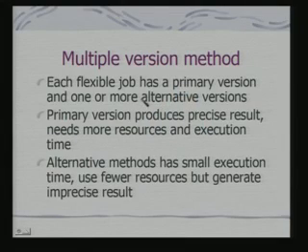Then you have a multiple version method. Each flexible job has a primary version and one or more alternative versions. The primary version produces a precise result, but needs more resources and execution time. Alternative methods have small execution time, use fewer resources but generate an imprecise result. In fact, these multiple version methods have come in with the concept of what is called scalable coding for multimedia data. When you are using any kind of multimedia transmission, there can be a base level coding as well as an enhanced level coding.